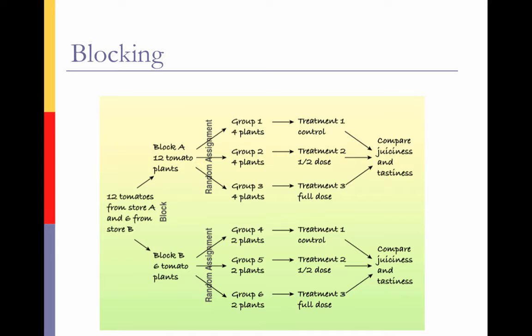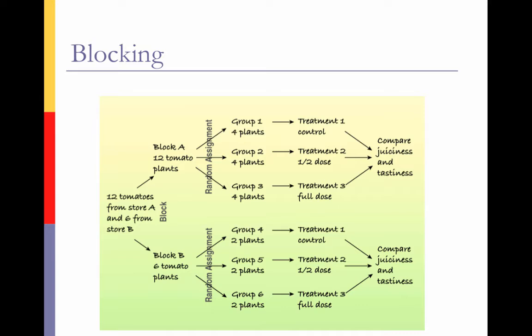So we're starting out with 18 tomatoes, 12 from store A and 6 from store B. Then we're going to have block A, which has our 12 tomato plants, and block B, which has our 6 tomato plants. From there, we do random assignment, and again, it's not enough just to state that it's random assignment. You do have to explain how you are performing that random assignment. But then we end up putting 4 plants into group 1, 4 into group 2, 4 into group 3. For our second block, we only put 2 plants within each group. Those groups apply to the different treatments.